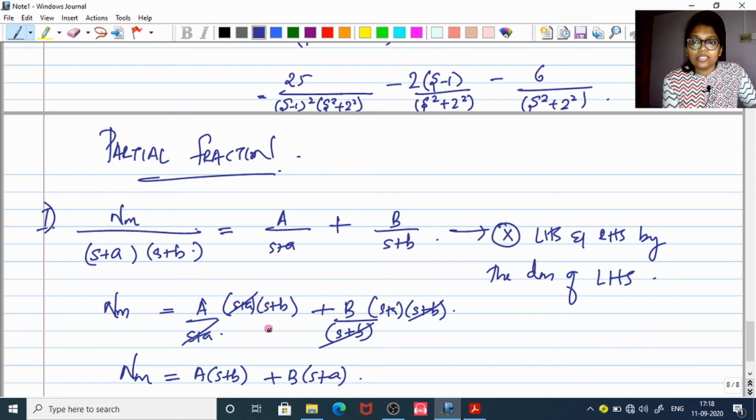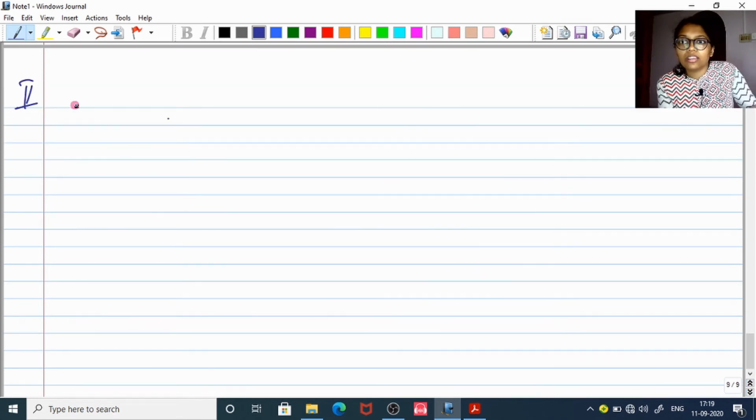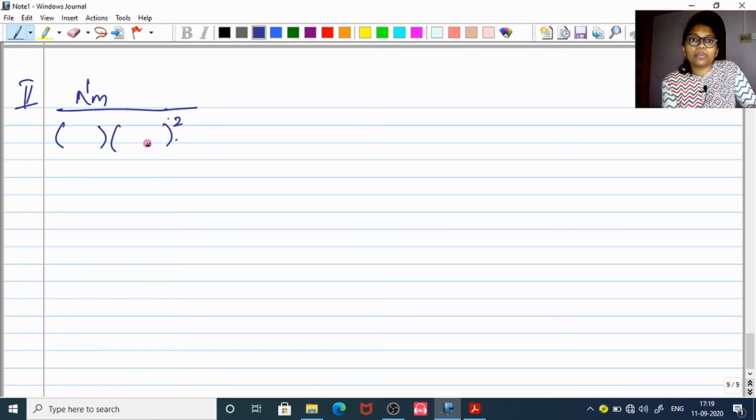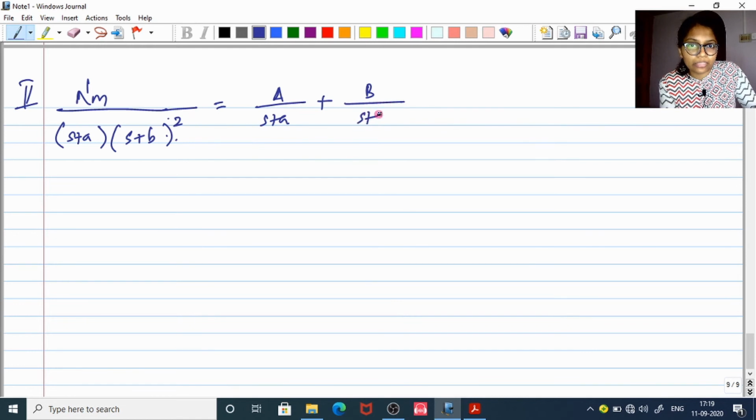And the second type of partial fraction is numerator divided by a product where any one of the factors will have a power term 2, a square term. So it is like s plus a into s plus b whole square. You can have this square in the first factor or the second. For this s plus a you will have a by s plus a, and for the next denominator s plus b whole square, you should have b divided by s plus b plus c divided by s plus b whole square.